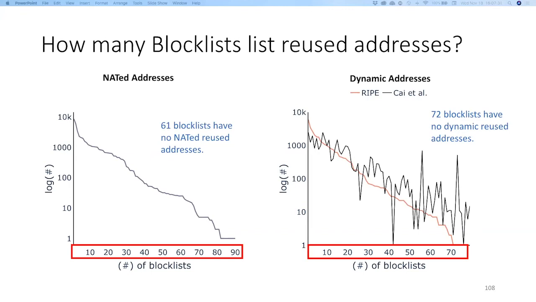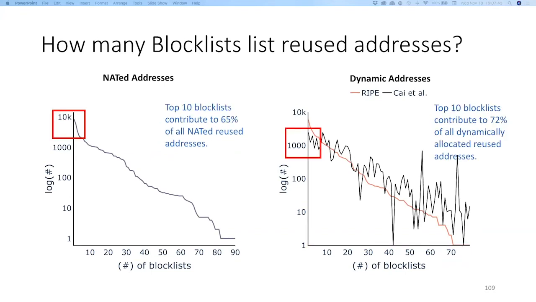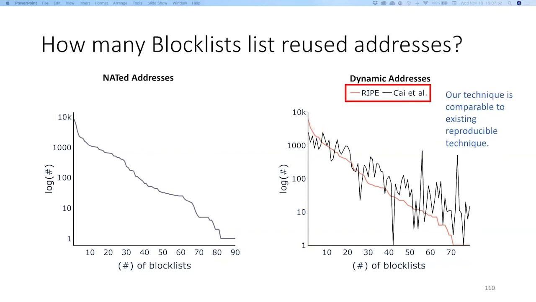So we would not be identifying all the IP addresses that are reused. We are definitely going to miss many of the IP addresses. We also find that the top 10 blocklists by size contribute nearly 65% of the natted reused addresses and 72% of all the dynamically allocated reused addresses. Finally, we were able to replicate only one study, which is publicly available, and we find that our technique is comparable to their technique in identifying the number of reused addresses.